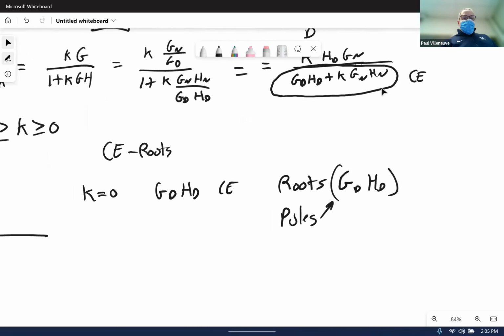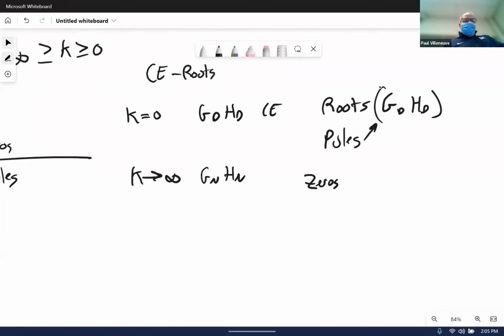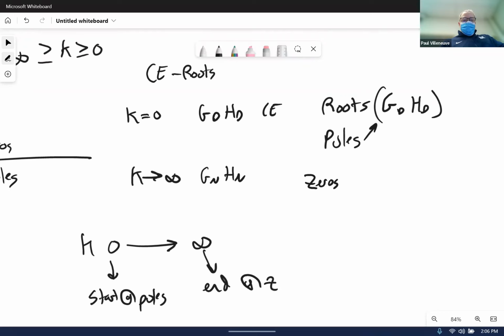What happens as K approaches infinity? Well, these two terms have almost a negligible effect on it. So when K approaches infinity, what we're going to end up with essentially is GN times HN, and those are the zeros of our original system. So when K goes from 0 to infinity, we're going to start at the poles, and we're going to end at the zeros.